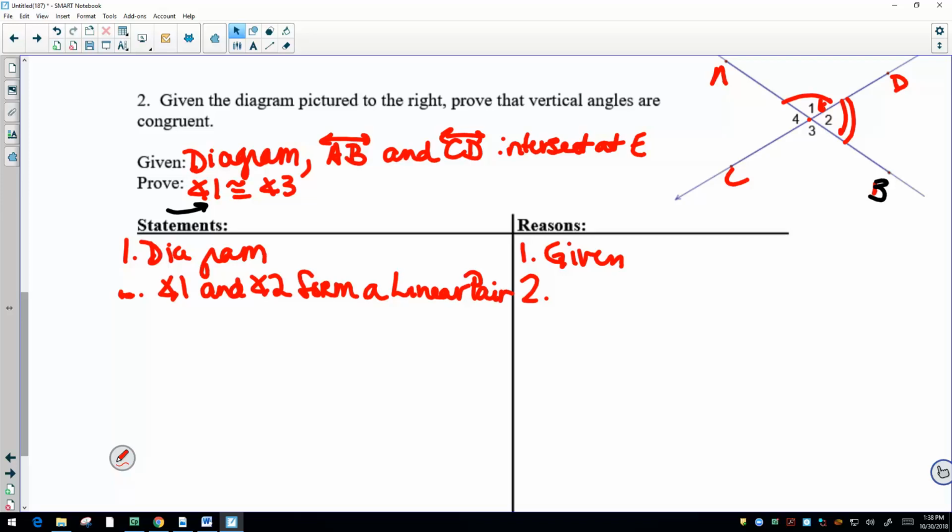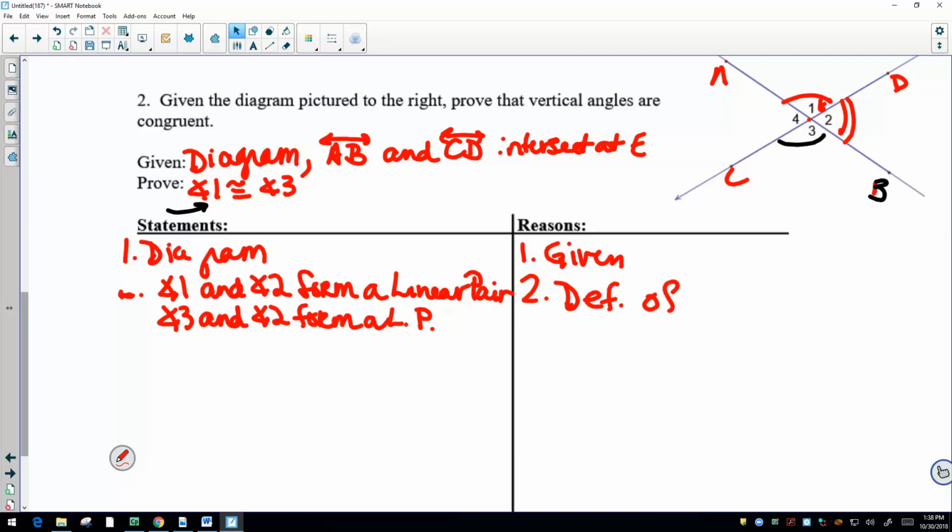Okay. And if I take a look here, I can say the same thing for angle 3 and angle 2. They also form a linear pair. I'm going to write that all down together. So I'm going to say angle 3 and angle 2 form a linear pair. And the reason, well, that's our definition. It's a definition of a linear pair, meaning we have two angles next to each other on a line.